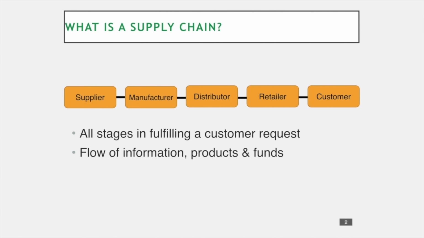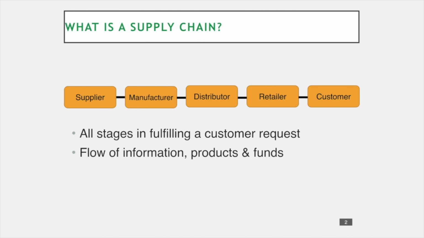Supply chain consists of various parties involved, which may be directly involved or indirectly involved in fulfilling a customer request. And broadly, this could involve what is given in the small flow chart above: suppliers, manufacturers, distributor, retailer, and customer. And supply chain also involves flow of information, products, and funds among various stages of the supply chain.